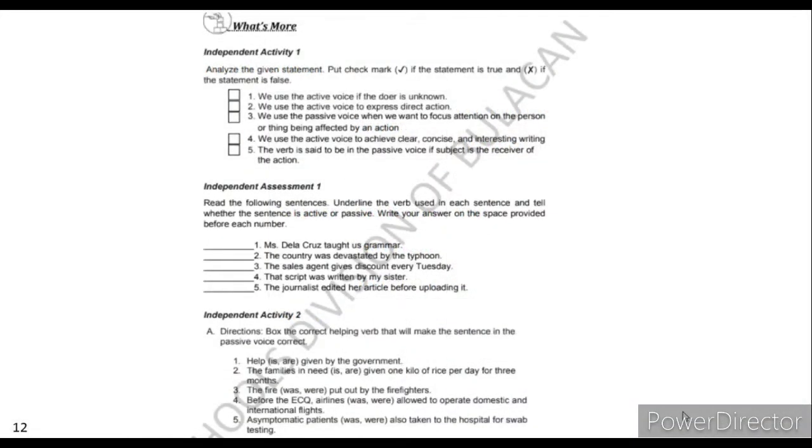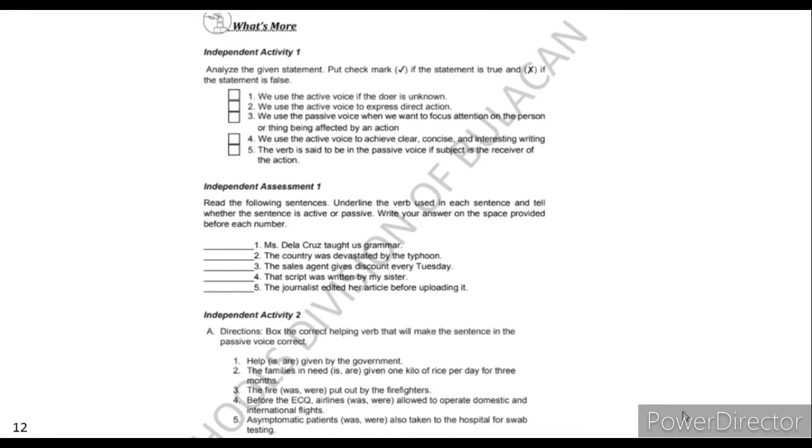All right, so Teacher Cha already explained to you the concept of the active and passive voice. Now, let's go to page 12. What's more? And let's start with the independent activity 1. Analyze the given statement. Put check mark if the statement is true and X if the statement is false.